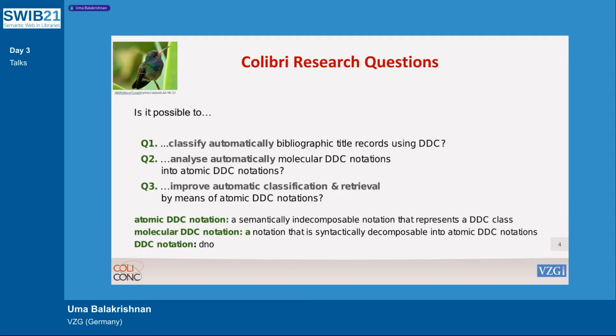Please note, these terms, both molecular DDC notations and atomic DDC notations, aren't part of the formal Dewey Decimal glossary. So these terms were coined by Ulrike Reiner for the project. The molecular DDC notation is a notation that can be syntactically decomposed into many atomic DDC notations. An atomic DDC notation can't be decomposed or analyzed further. So if one does try, it doesn't give any meaning.